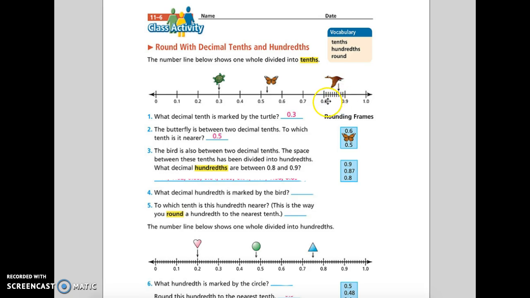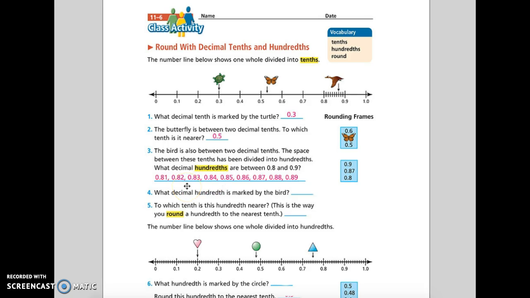So very carefully we count these. We've got 1, 2, 3, 4, 5, 6, 7, 7 hundredths. It goes over 7 hundredths. So I would say that it is 87 hundredths. Right? Let's see how we did there.